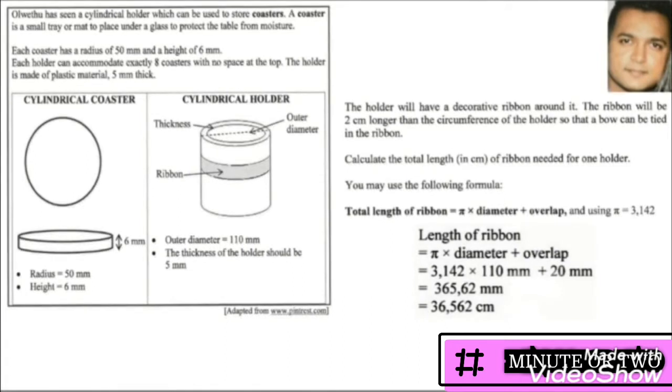Substituting into the formula, we have pi. Pi is 3,142. We always use this amount for pi. And then our diameter, remember we take the diameter of the holder because the ribbon will go around the holder. So looking at our outer diameter, the information is given. It is 110 millimeter. Thereafter, we have to take into consideration the 2 centimeter, which is called the overlap. Now we are working currently with millimeter. So we take the 2 centimeter and convert it to millimeter, and we arrive at 20 millimeters.